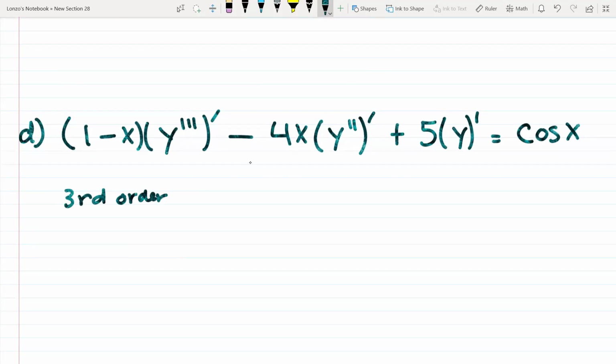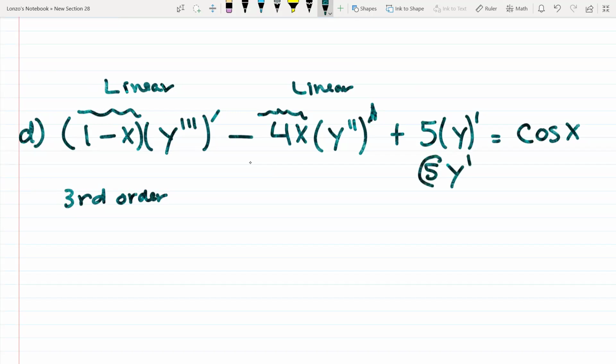So let's look at the first term. I think this is fine because this is to the power of 1, and the coefficient is 1 minus x, that's linear. What about this one? Yes, I believe this is fine because this is y double prime to the power of 1, and the coefficient is negative 4x, which is also linear. What about 5y? This is linear, right? This is to the power of 1. The coefficient does not have a y in it. It's just 5, so that's linear.